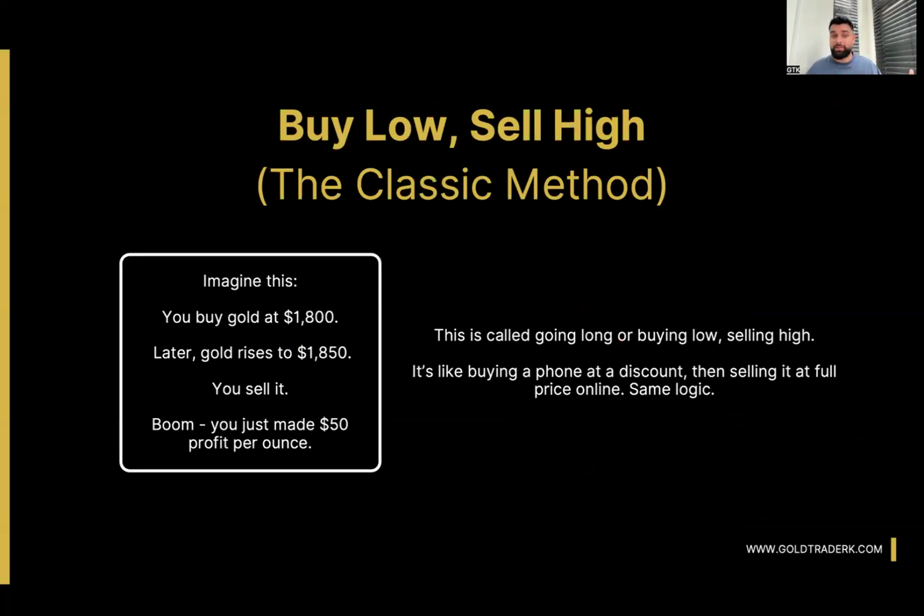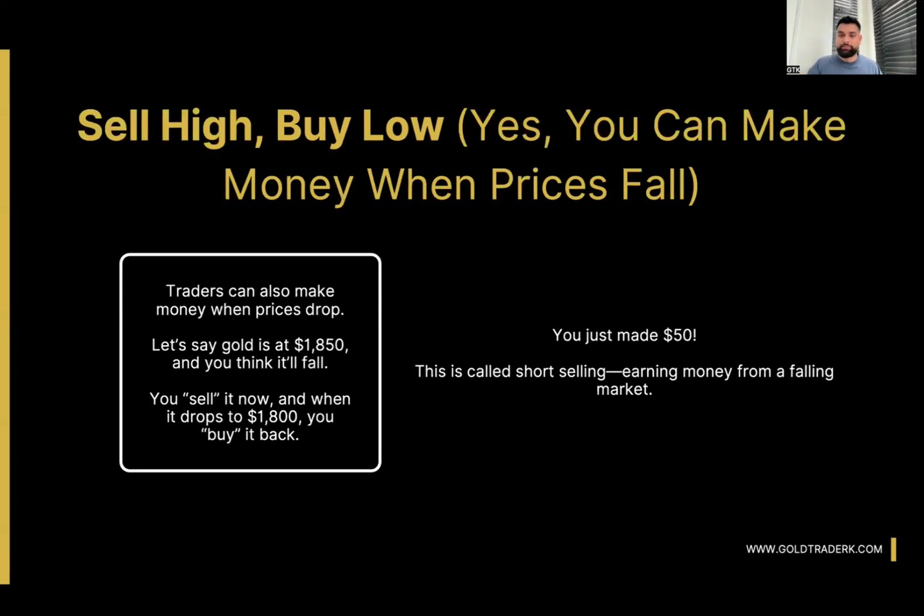It's a classic method. Now imagine that you've bought gold at 1800 and gold rises in price to 1850 and you sell it. You've clearly made $50 of profit right there. This is called going long, or buying low, selling high. It's like buying a phone at a discount price and then selling it at full price afterwards.